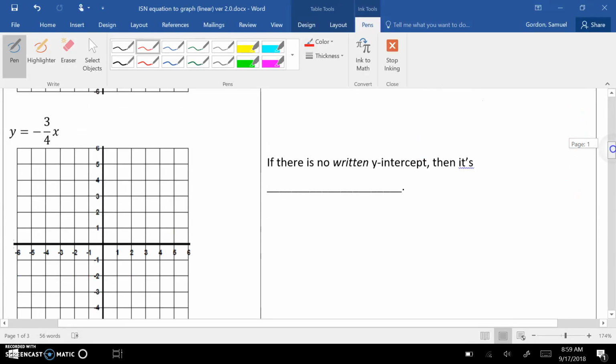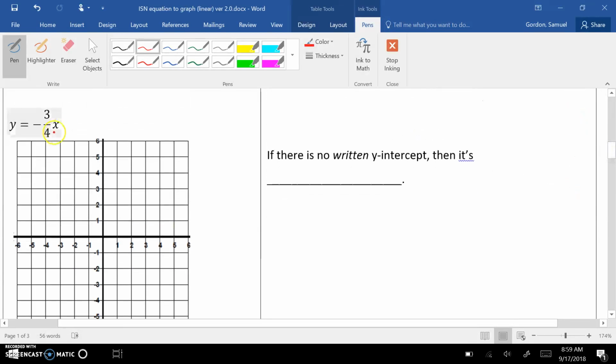All right, so my last example. Here's my slope. You know, it's -3/4, which means I'm going to go down 3 and over 4. But there's no y-intercept here. So if there is no y-intercept written, it's just 0. So I'm just going to start here at 0, 0. I'm going to go down 3 over 4.